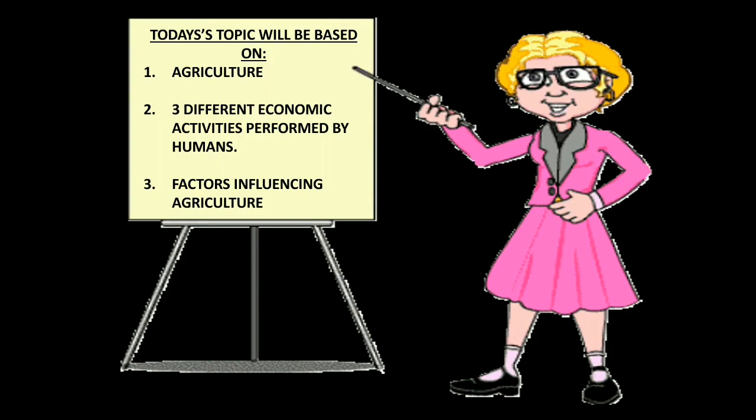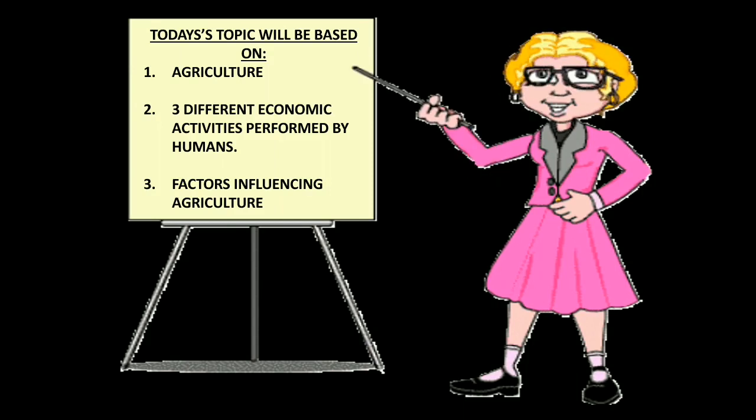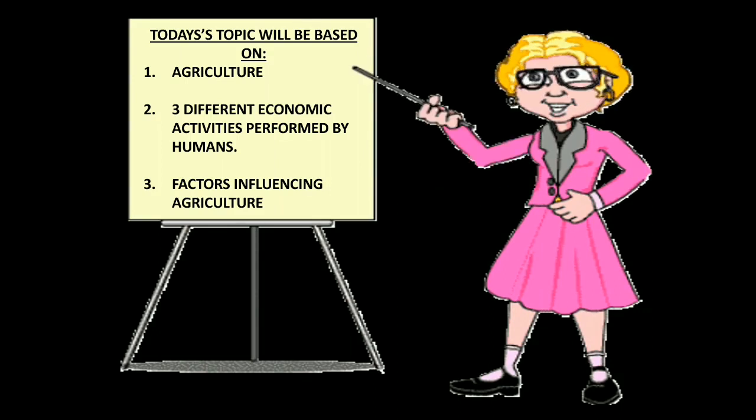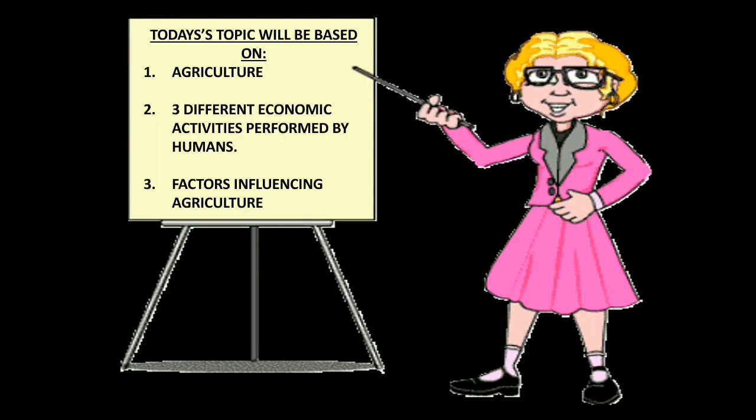In this chapter you'll be learning about agriculture, and three different aspects of economic activities which are performed by human beings. These three broad categories are: number one, primary activities; number two, secondary activities; and number three, tertiary activities. The last point we'll be learning today is the factors which influence agriculture, that is, what influences human beings to do agriculture. We'll be learning about that as well. So we will be starting off.